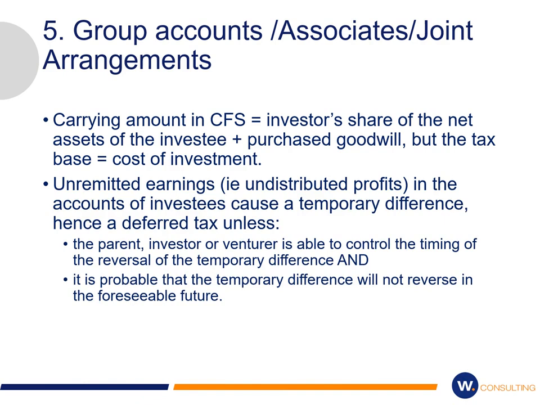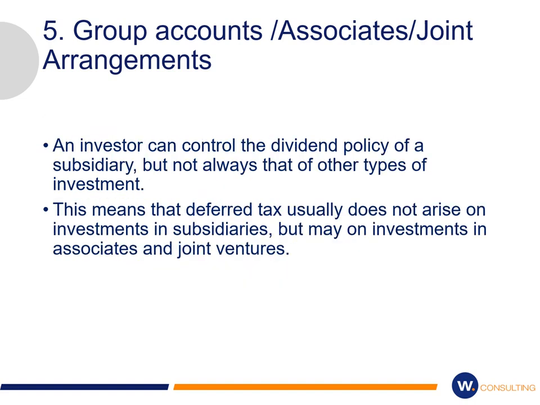Unremitted earnings, that is basically the undistributed profits which will come through to us as the holding company by way of dividend declaration, in the accounts of the investees cause a temporary difference, hence a deferred tax, unless the parent, investor or venturer is able to control the timing, and it's probable that the temporary difference will not reverse. An investor can control the dividend policy of a subsidiary, but it's highly unlikely and not always the case with other types of investments.